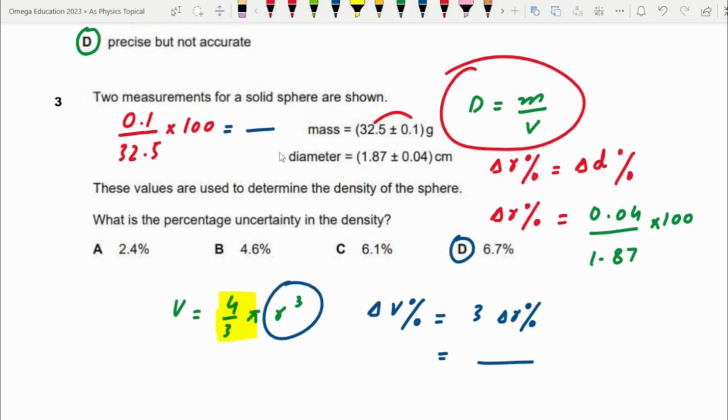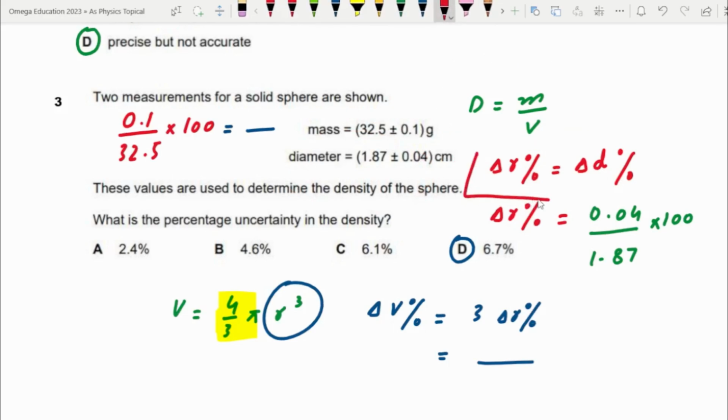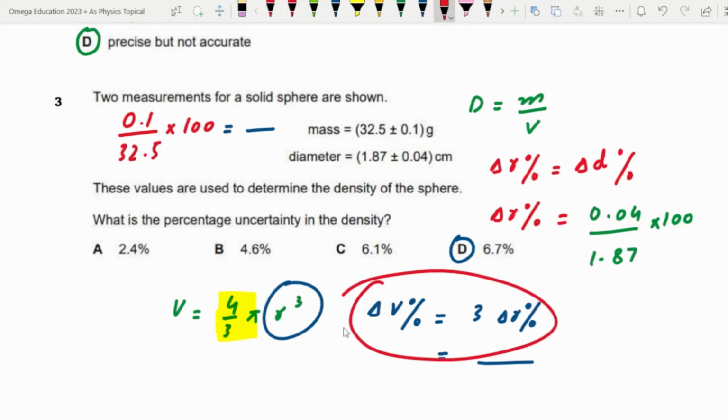Then you find the percentage uncertainty of diameter. That would be the same as the percentage uncertainty of radius. So in terms of percentage uncertainty, the percentage uncertainty of diameter equals the percentage uncertainty of radius. Once you have found it, then you realize that the volume of the sphere is 4 over 3 pi r cubed. So that means you need to multiply the percentage uncertainty of radius by 3. Only then you'll have the percentage uncertainty in volume.